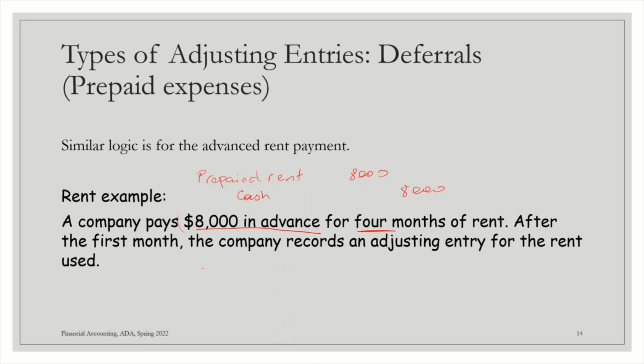Now that 1 month later, we have to reduce the prepaid rent by 2,000, not yen, sorry, dollars. So what we have here is a rent expense that increases by $2,000. Now we have spent it, so we have to recognize it. However, our prepaid rent reduces by $2,000.